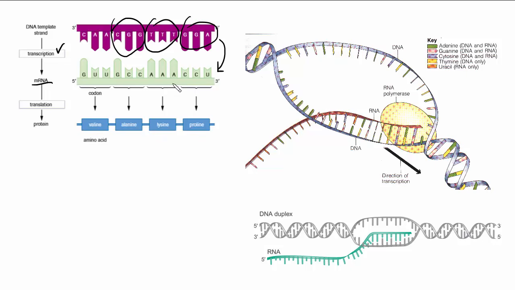The code that is in mRNA now needs to now be translated. So the process of translation converts the 3 base sequences in mRNA, the codons, into specific amino acids.